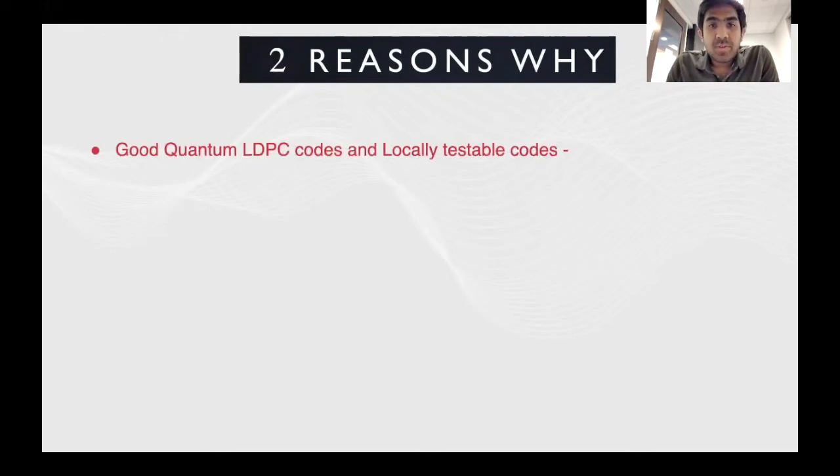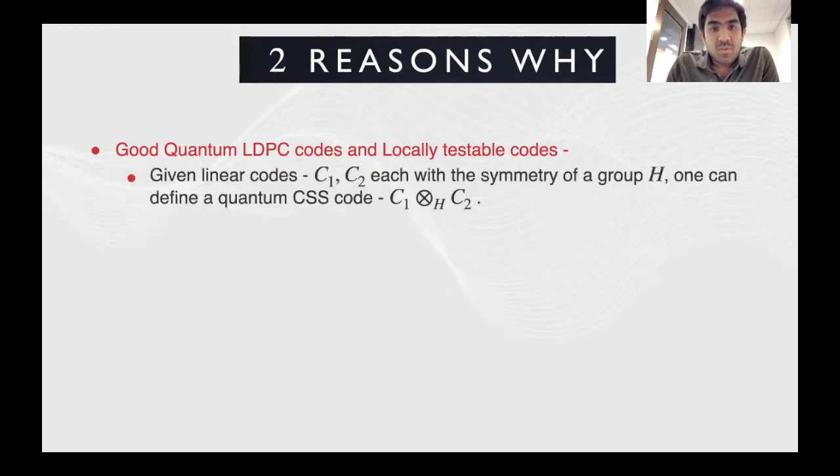The one that motivated us to look at this is the recent slew of results on constructions of quantum LDPC codes. So given two linear codes, C1 and C2, which have a symmetry of a certain group H, you can define a quantum CSS code out of it by taking the tensor product and doing some sort of a quotient operation on it that we won't get into. But the key thing is you need symmetry of the group.